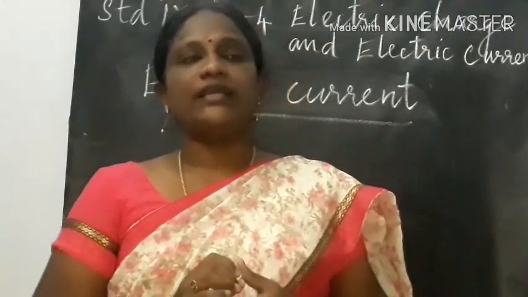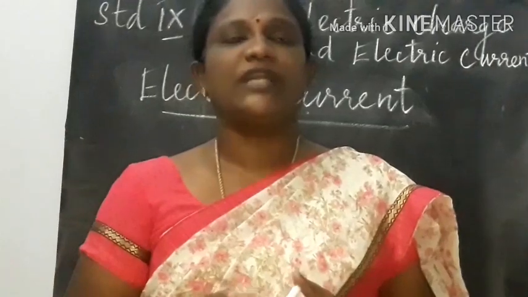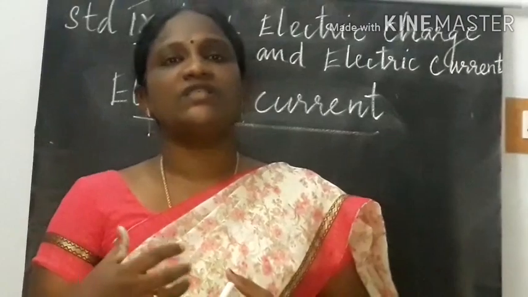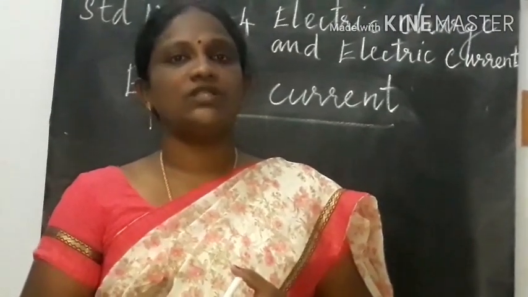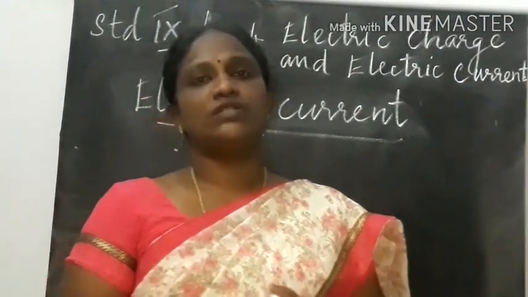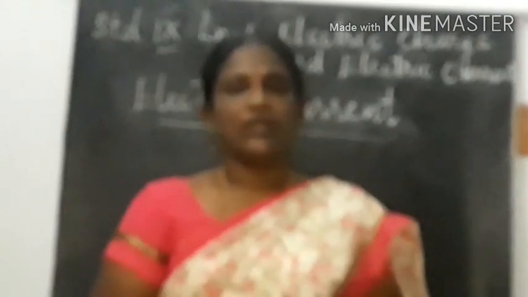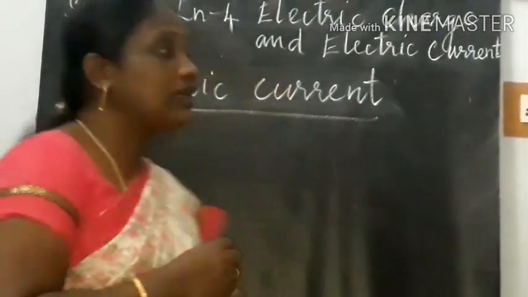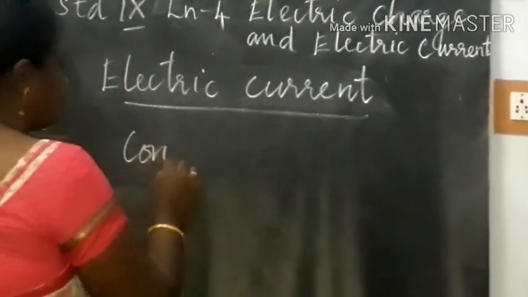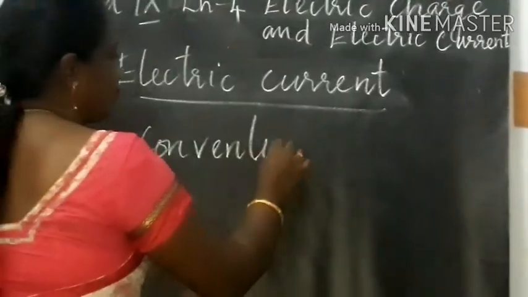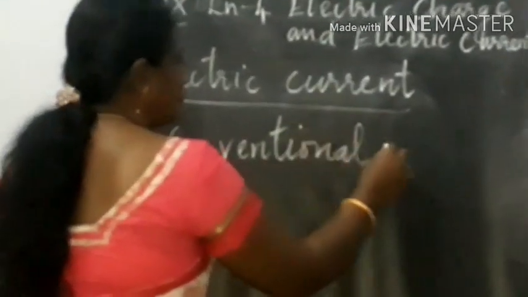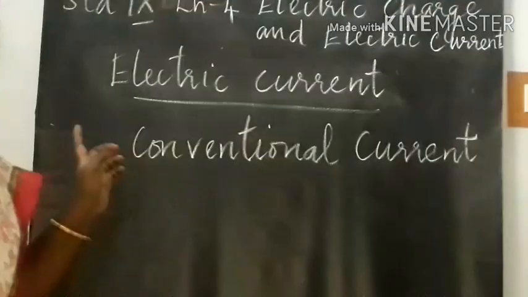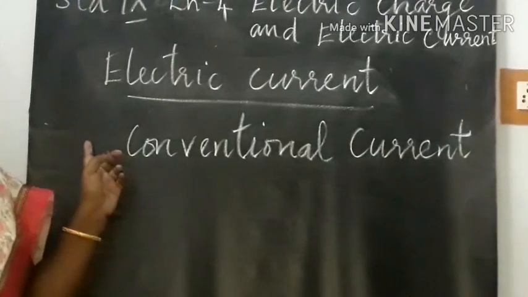In the earlier days, before the discovery of electrons, people thought that the flow of charges is the flow of positive charge, and because of the flow of positive charge, electricity is produced. And the flow of positive charge is called the conventional current. So what is a conventional current? It is the flow of positive charge.